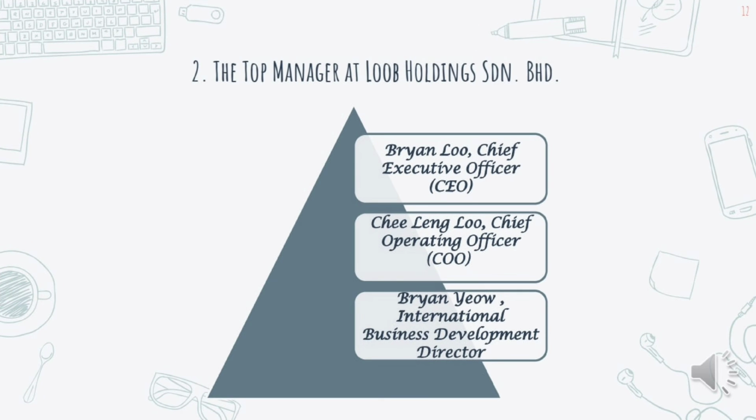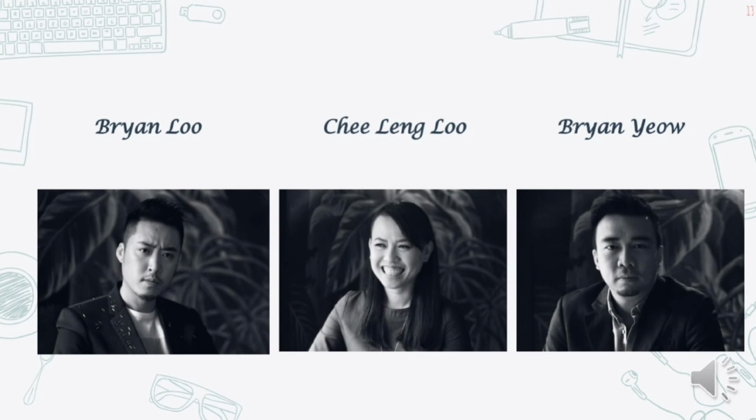Agenda number 2. The top manager at Loop Holdings Sdn Bhd. I will start with the highest position, who is the CEO, Chief Executive Officer, Brian Lu, and Chi Ling Lu as a Chief Operating Officer or COO, and Brian Yao as an International Business Development Director. Okay, I put this picture just to let you know. The first picture is Brian Lu.